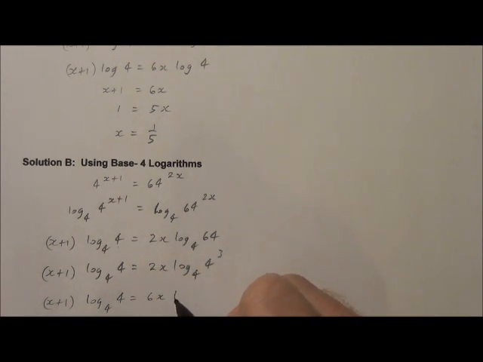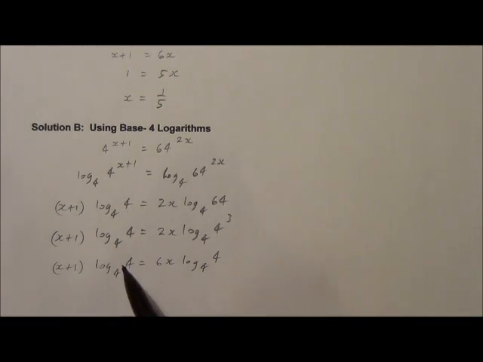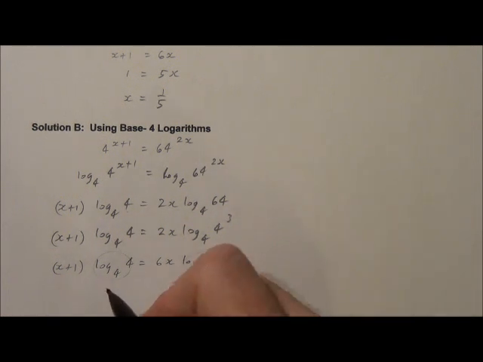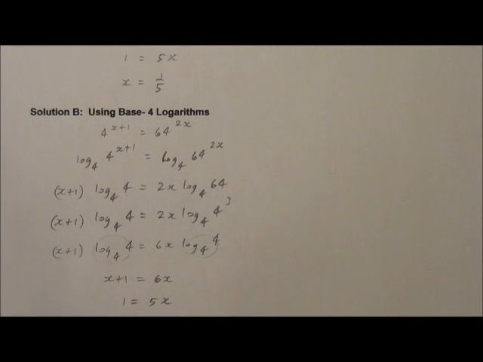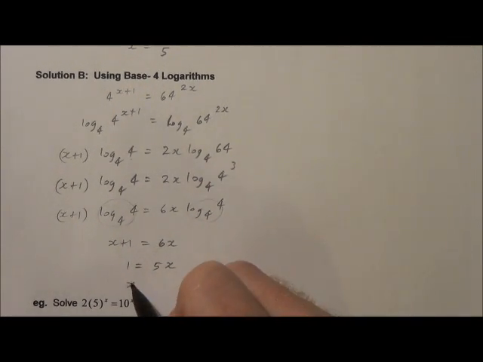And that becomes 6x log of 4 to the base 4. And then we know that this just equals 1, this just equals 1, so those disappear, so we're left with x plus 1 equals 6x. Again, subtract x from both sides, and now I divide both sides by 5, so I get x equals 1/5.